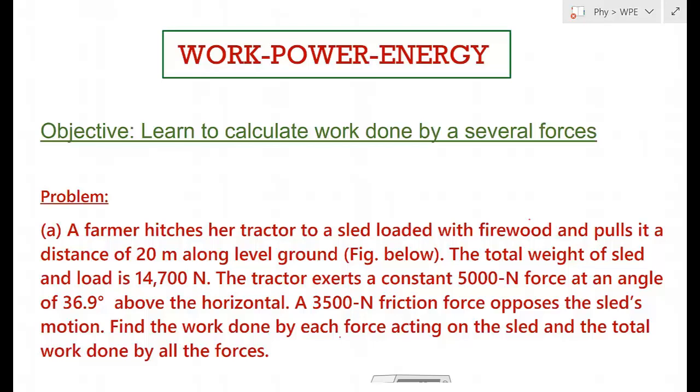In the first method, you calculate the work done by each force and then sum up to get the total amount of work. In another method, you find the resultant force and then multiply by the resultant displacement, and then you get the total amount of work done. So there are two methods by which you can calculate the total work. Now let us illustrate these two methods using an example.